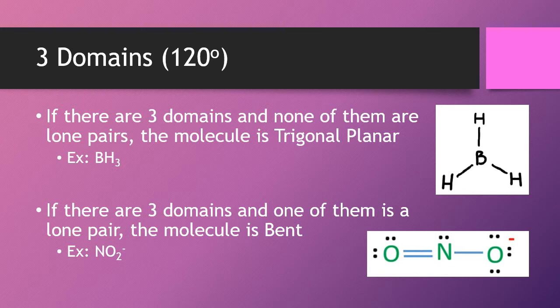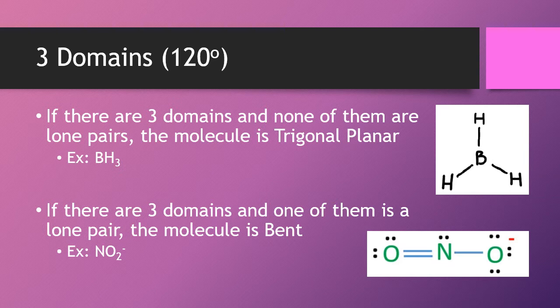We are now at 3 domains. The ideal bond angle here is 120 degrees. The easiest way to arrange the 3 domains is to spread them out to the corners of an equilateral triangle. However, the molecular geometry name will change depending upon what is in those domains. So if all 3 domains are bonding, aka if there are no lone pairs present on the central atom, the name for that shape is trigonal planar. An example of a molecule that takes the trigonal planar shape is boron trihydride, whose structure is shown to the top right.